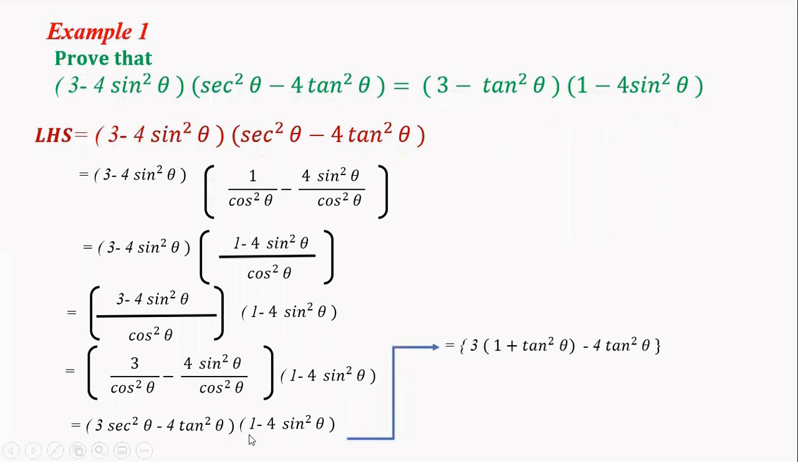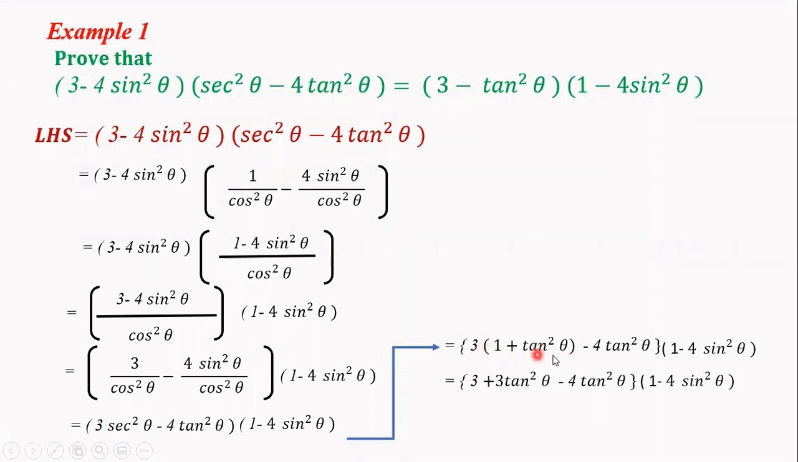So in this bracket, 3 is copied, and this sec square theta is expressed as 1 plus tan square theta. The formula for sec square theta is 1 plus tan square theta. The remaining parts are copied the same, that is minus 4 tan square theta, and the second bracket is also the same. Now only the simplification is left over.